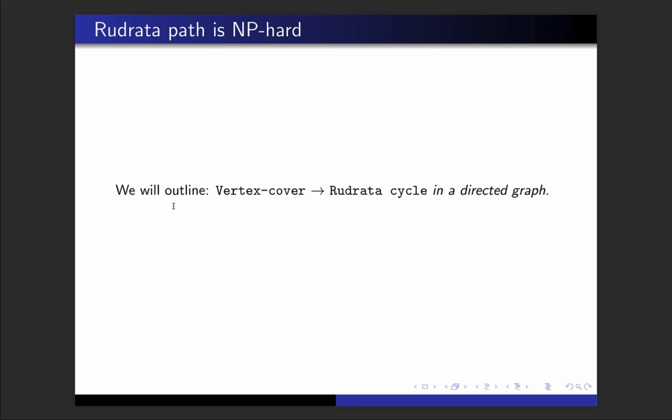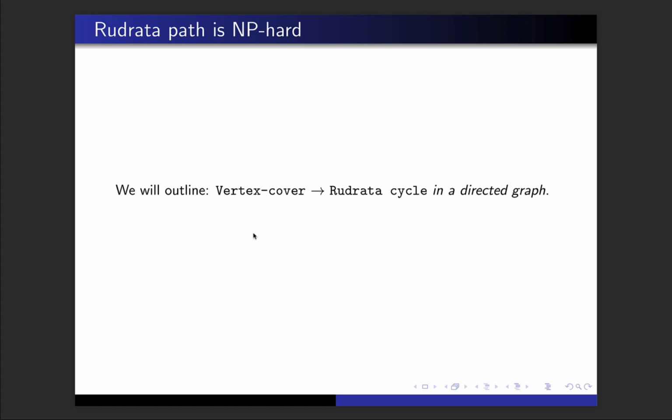Now, as the title says on this slide, we're proving that the Rudrata cycle problem is NP-hard, and we will not check whether or not this problem is in the class NP, although it's quite simple for you to check that at this point, so I hope you can do that. We're going to jump right into the reduction.